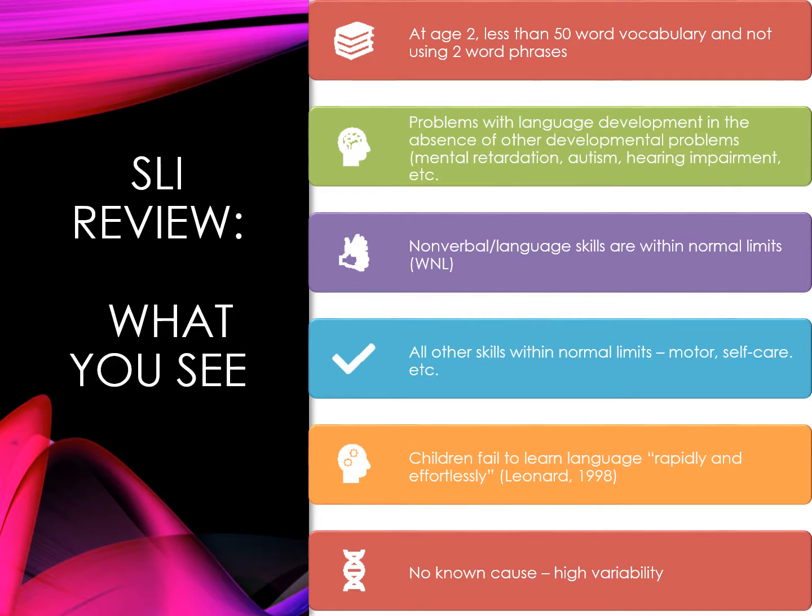This slide is a review of SLI and what is seen. Age 2, less than 50-word vocabulary and not using two-word phrases. They don't have any other problems. They seem to do just fine in every other type of development. Their nonverbal development is normal, their gestures are fine, their play is fine. They can also take care of themselves. Their motor skills look good. But for some reason, I love this phrase from Leonard, they fail to learn language rapidly and effortlessly. And then, of course, there is no known cause.